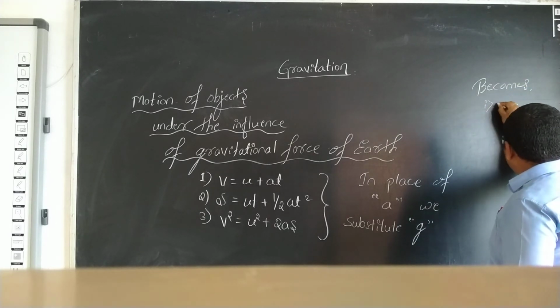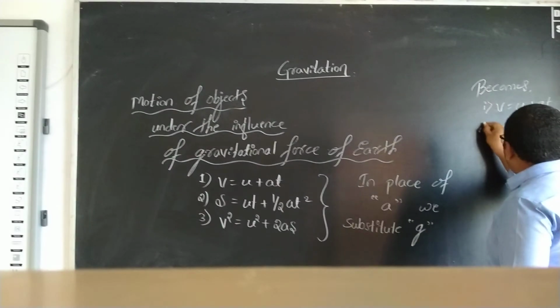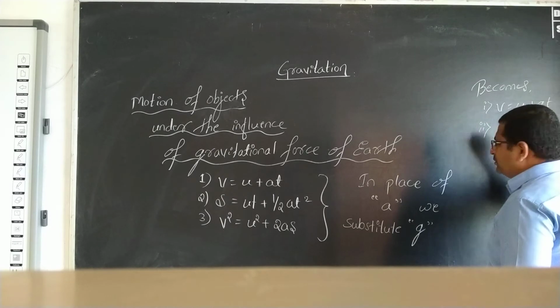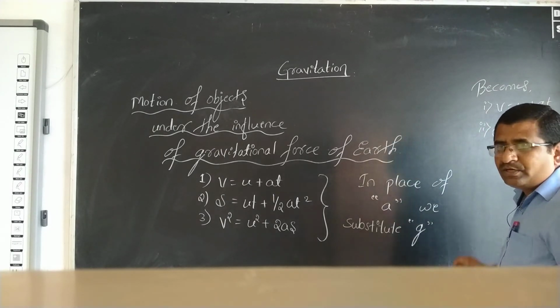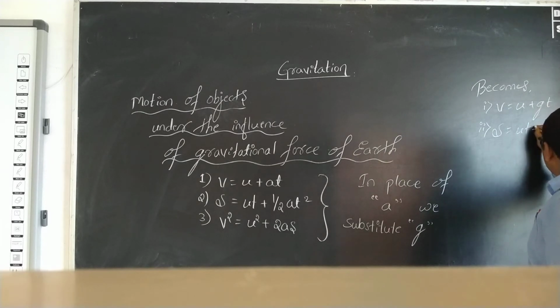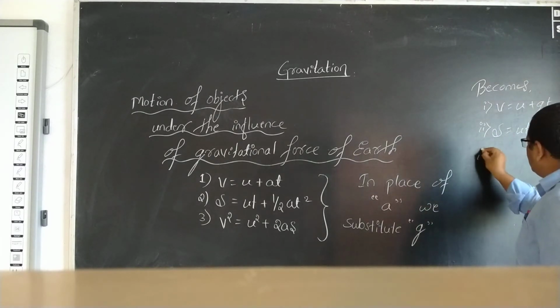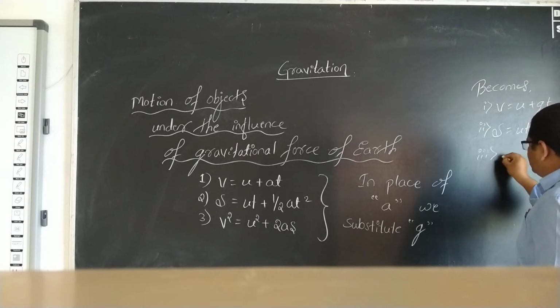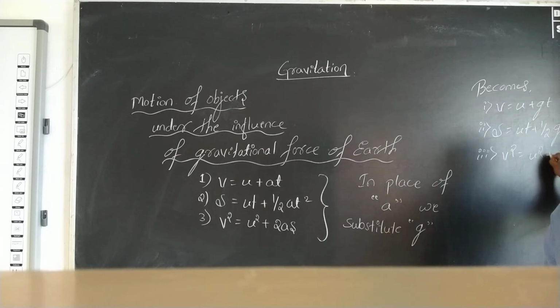the first one, v is equal to u plus gt, and second, s is equal to ut plus 1 by 2 gt square, and third is v square is equal to u square plus 2gs.